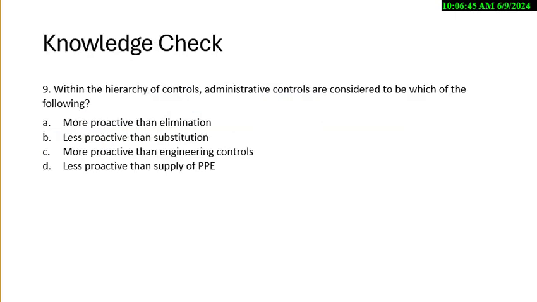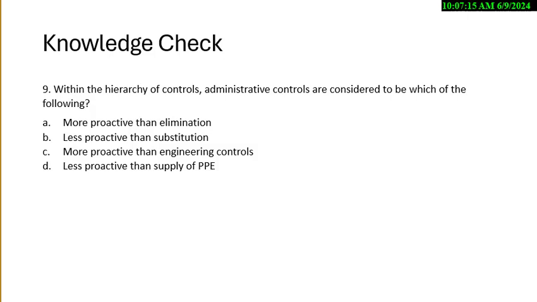So another knowledge check, and we're going to have a series of these because this is how people learn. Within the hierarchy of control, administrative controls are considered to be which of the following? Now this is a tough question, and this style of question comes up a lot. More proactive than elimination, less proactive than substitution, more proactive than engineering controls, or less proactive than the supply of PPE? So type in the chat what you think the answer is.